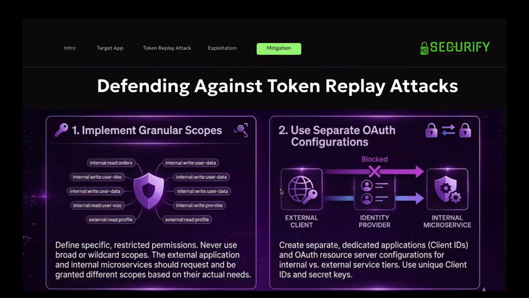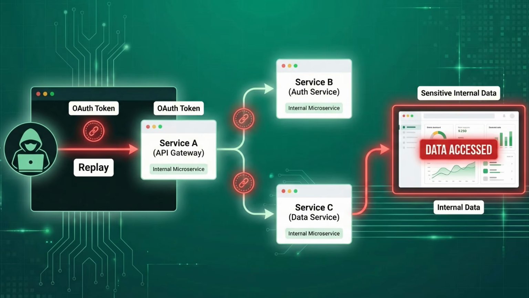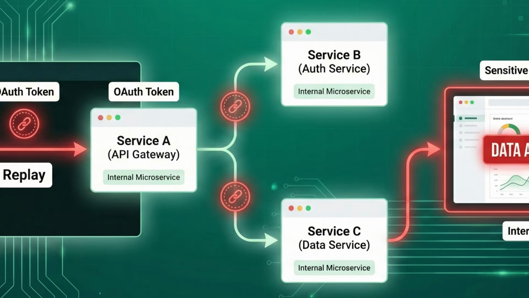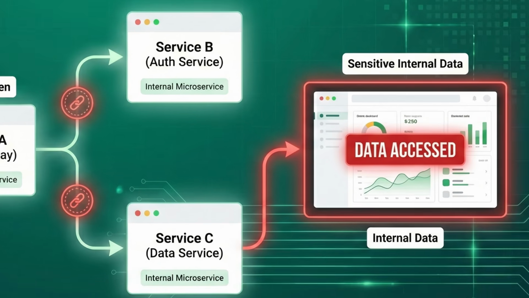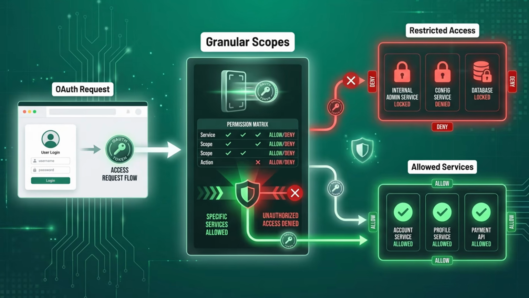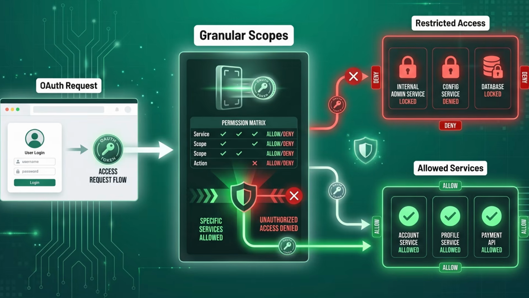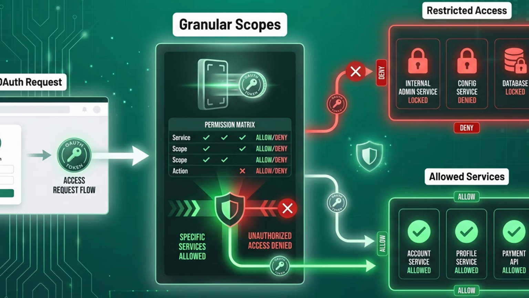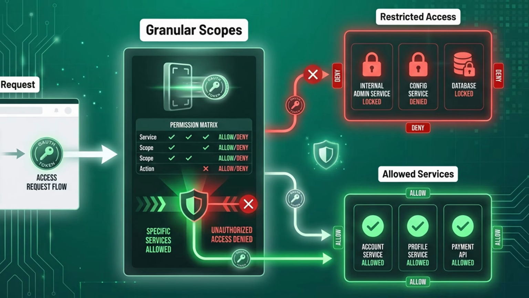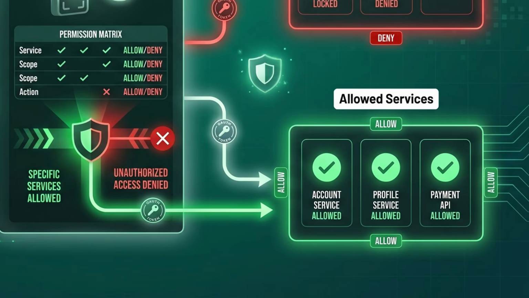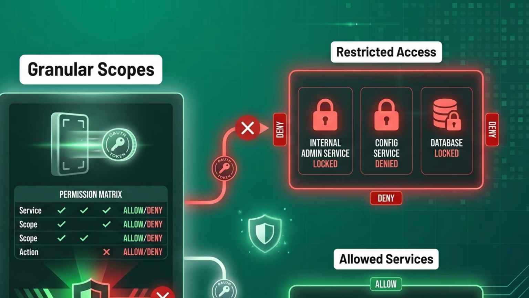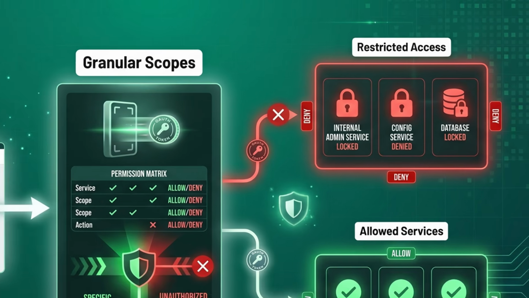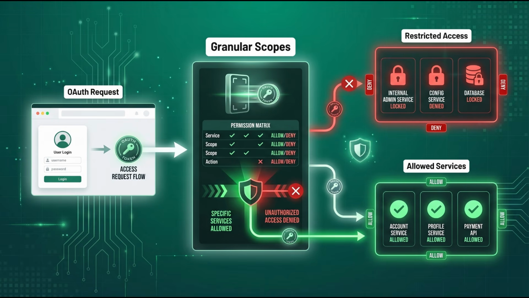Now that we have seen how an attacker can replay the token across internal microservices to gain access to internal data, let's see how an organization can defend against this attack. The first point is to implement granular scopes. So here you explicitly define which OAuth is allowed to log in to which services. It should not allow any internal services when the OAuth configuration is exposed publicly.